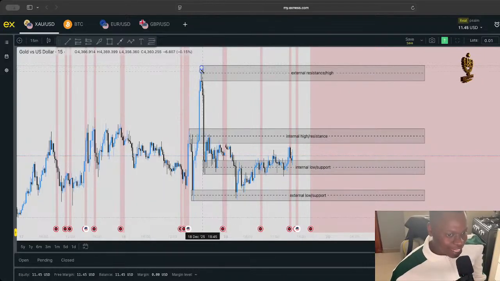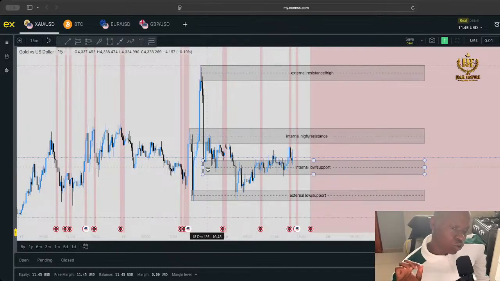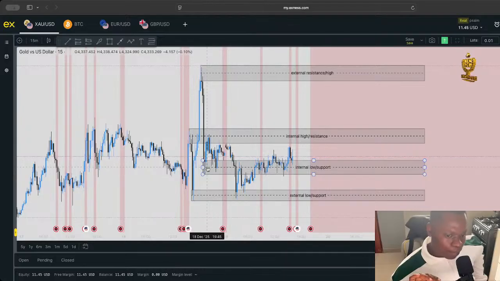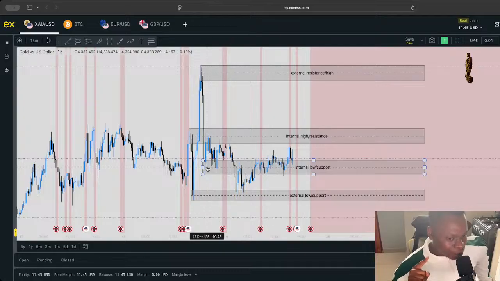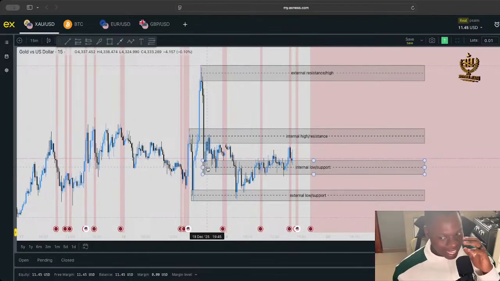As much as the external high and the external low are very important, as you can see the reactions on them, you also have to pay attention to the internal high and internal low, or internal resistance and internal support, because they also play a crucial part in the market. They either reject price from buying or reject price from selling. The internal high and the internal low, the resistance and the support.